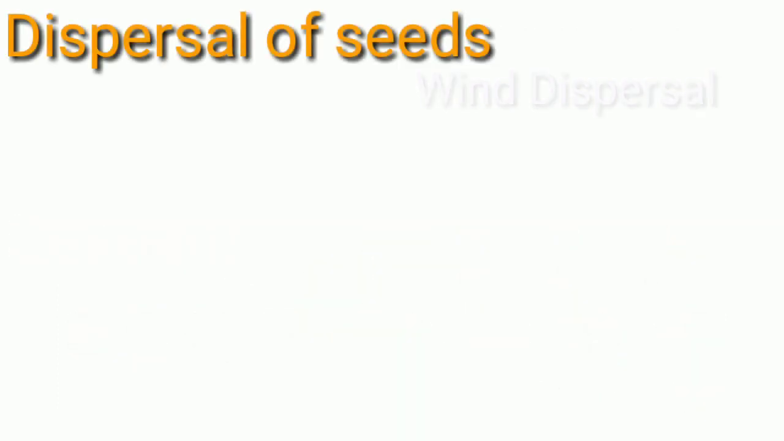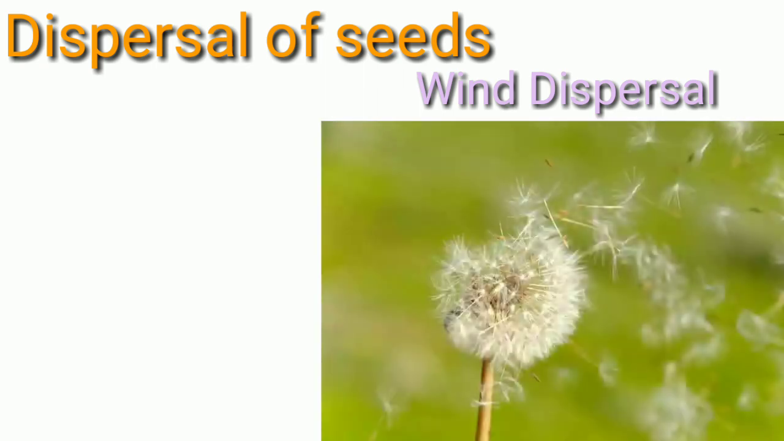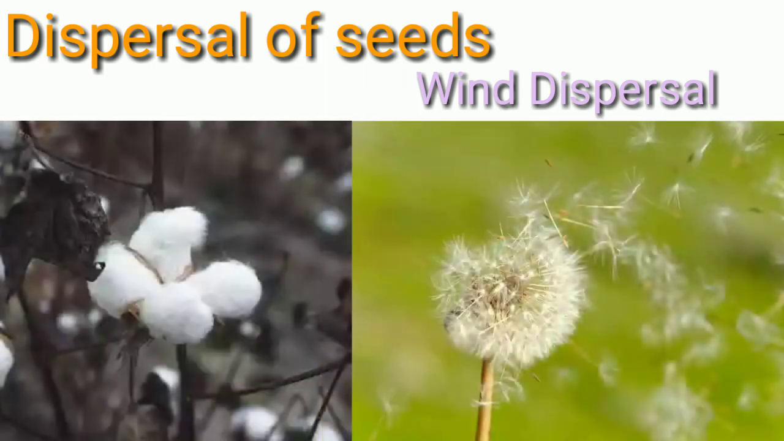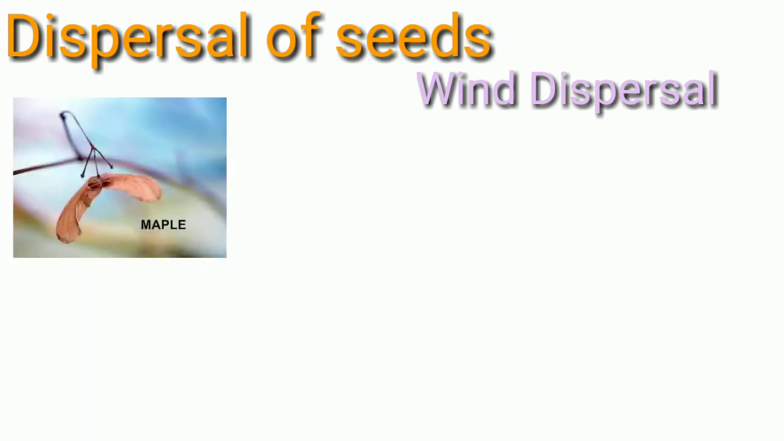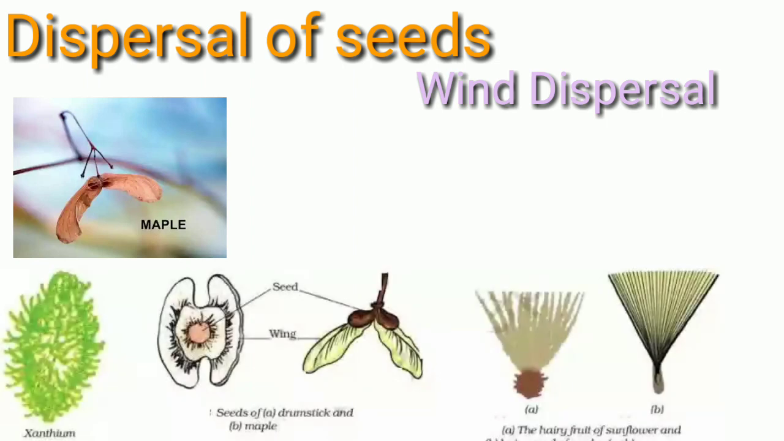Now let us see wind dispersal. Seeds that are scattered by wind are usually small and light. Dandelion and cotton seeds have long and fine hair surrounding them. This makes it easy for the wind to carry the seeds away. Some seeds, such as maple and drumstick, have wings attached to them. This helps them to float in air.